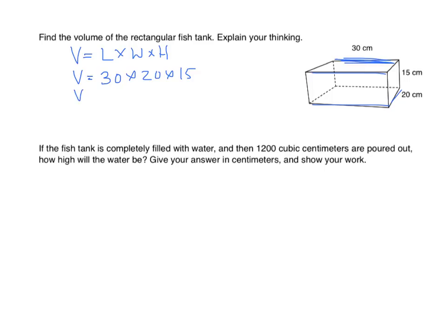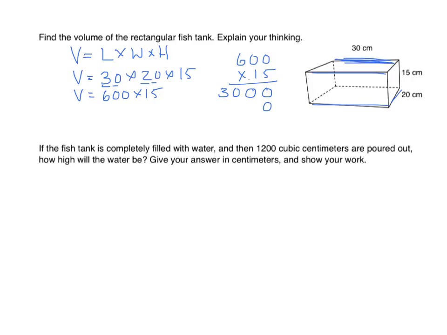So we'll multiply. Volume equals 3 times 2 is 6. We have a couple of zeros. This is 3 tens times 2 tens. And that gives us 6 hundreds times 15. Okay, let's write this going vertically. And 600 times 15. 5 times 0 is 0. 5 times 0 is 0. And 5 times 6 is 30.